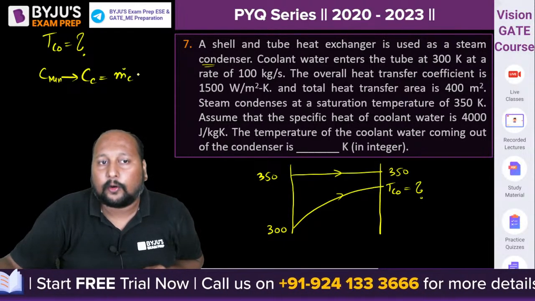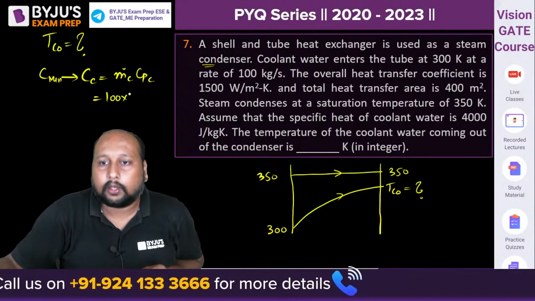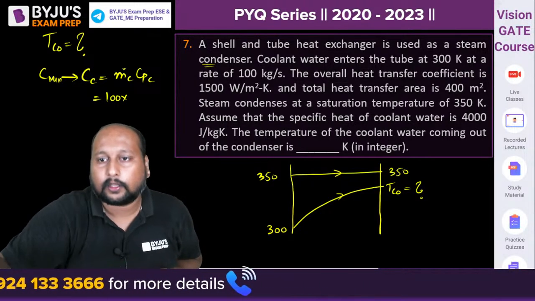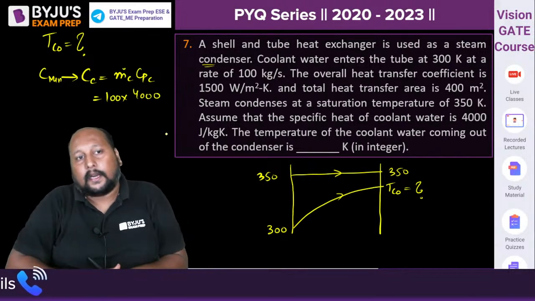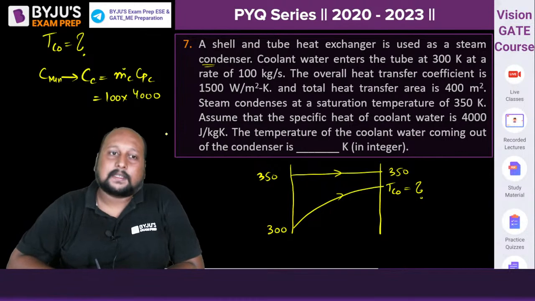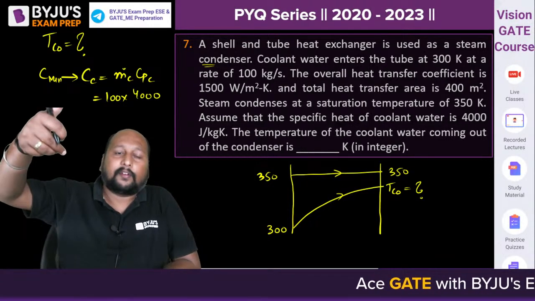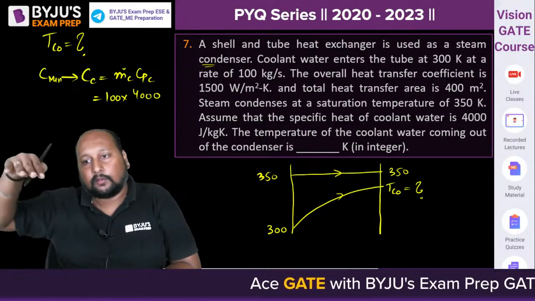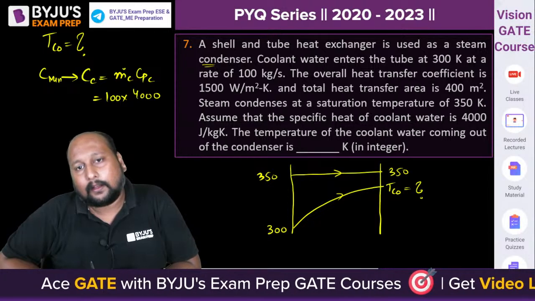So C minimum will be your cold fluid, that is equal to mass flow rate of the cold fluid into CPC. So this is 100 into 4000, right? This is the value of CC. This is the C minimum. So from here I can get the value of NTU. After NTU is calculated, you can get the value of effectiveness. Effectiveness is equal to Q actual by Q maximum. Tell me the value of this.